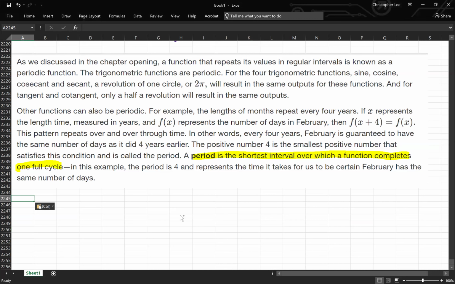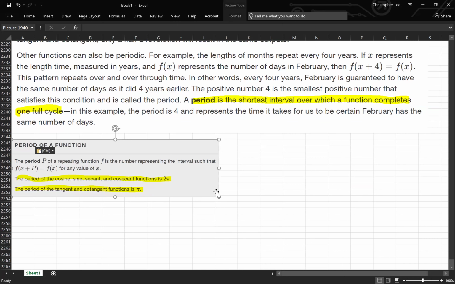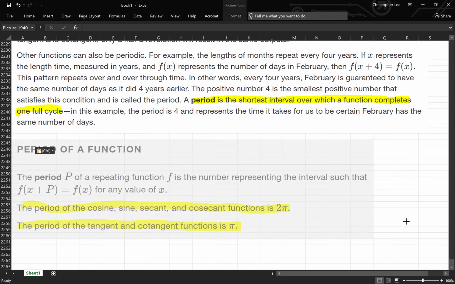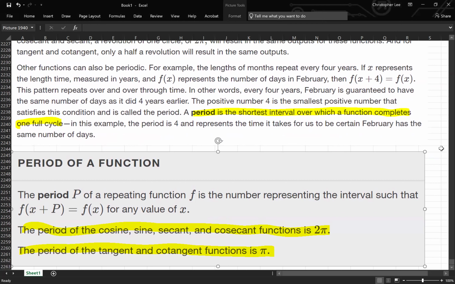So let's talk about the period of a function. The period P of a repeating function f is the number representing the interval such that f of x plus p is equal to f of x for any value of x. The period of the cosine, sine, secant, and cosecant functions is 2 pi. The period of the tangent and cotangent functions is pi.